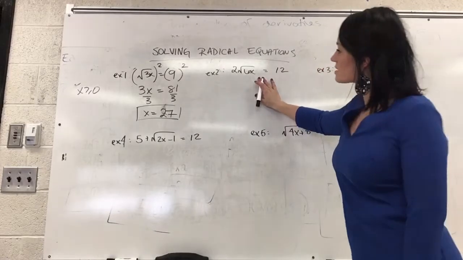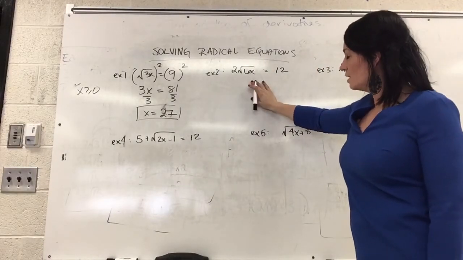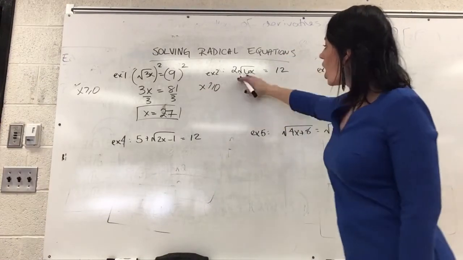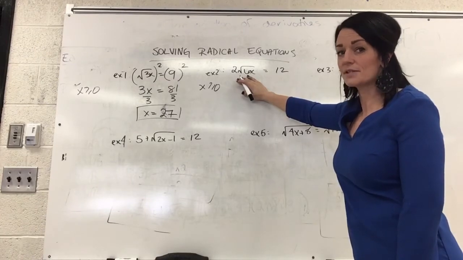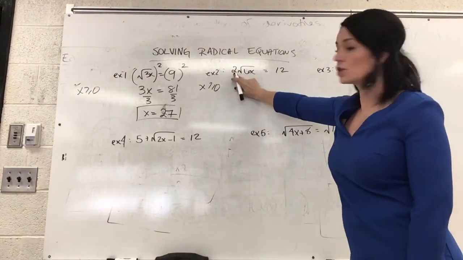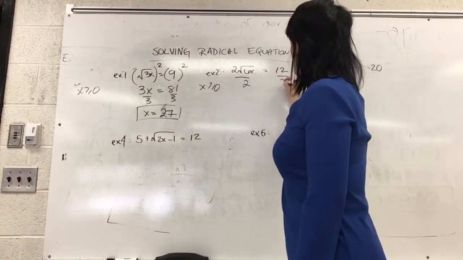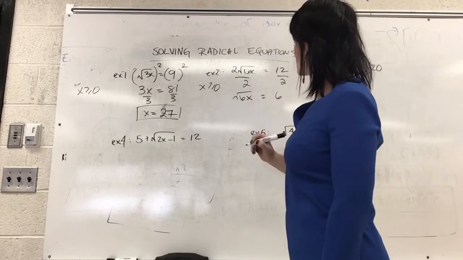All right, right here, things are getting a little bit more complicated. Before you do anything, you should state the restriction. So again, x has to be greater than or equal to 0. Also, you should isolate the radical. So you want to get the radical by itself to simplify your life. So this 2 is kind of in the way, he's multiplying, so I'm just going to divide both sides by 2. So I end up with root 6x equals 6.